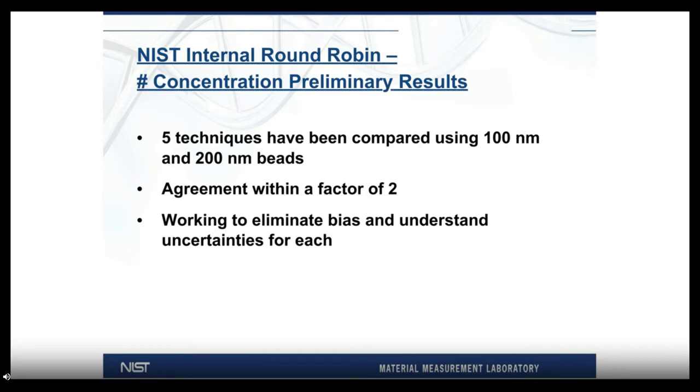So far, we've looked at numbers from 5 of these techniques. We've compared them, looking at 100 nanometer and 200 nanometer beads. Right now, we're seeing agreement within a factor of 2, but that's not good enough. I'd say we'd like to go, say, under 30% uncertainties. So we're working to eliminate bias in the different techniques and understand the uncertainties involved in each of them.